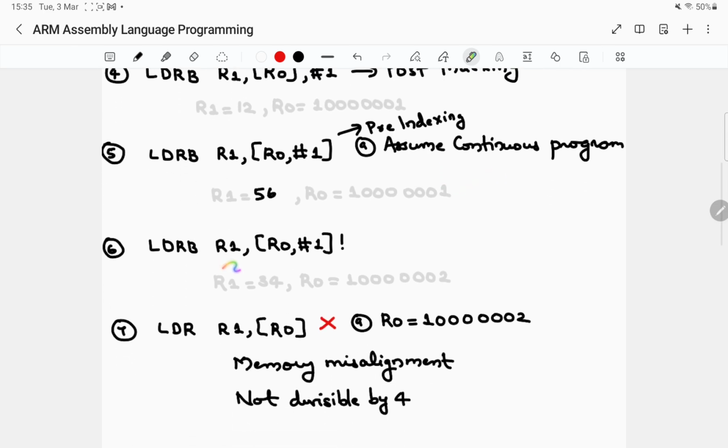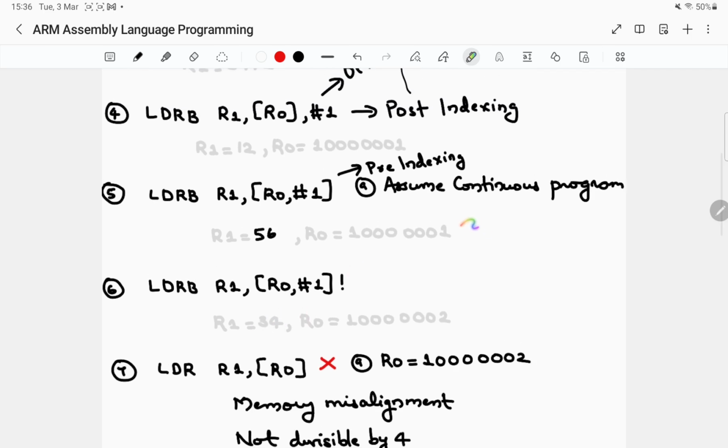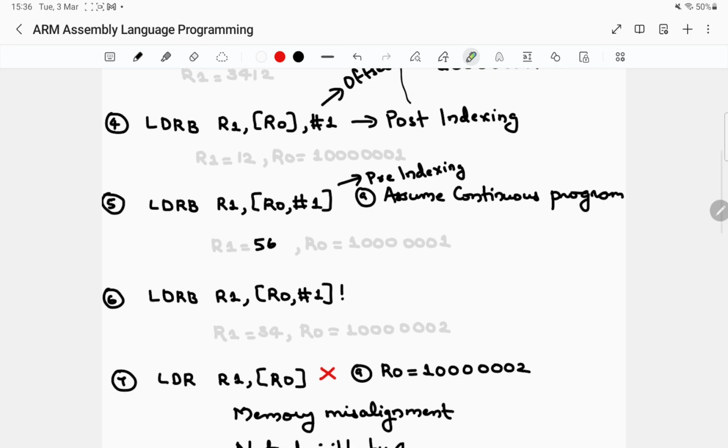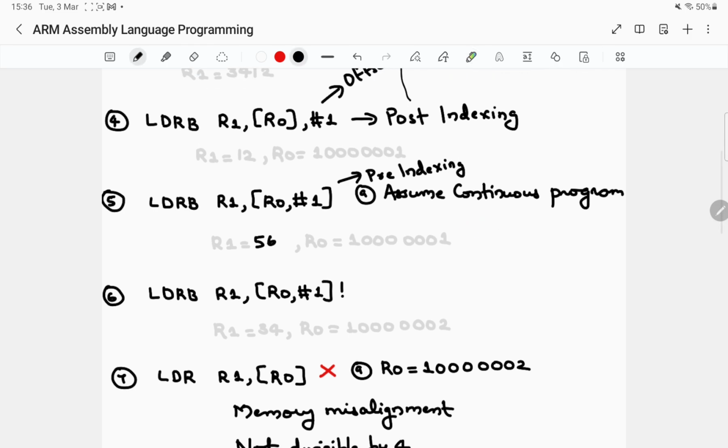But if you write LDRB R1, [R0, #1]! with an exclamation, what will happen is, again, R0 was 16 zeros and 1. So first R0 will become 16 zeros and 2, and the value 56 will be loaded from there. After that, R0 will get written back. So this is also pre-indexing, but it is write back also. Here write back is also done. Write back means the register will be written back with the value.